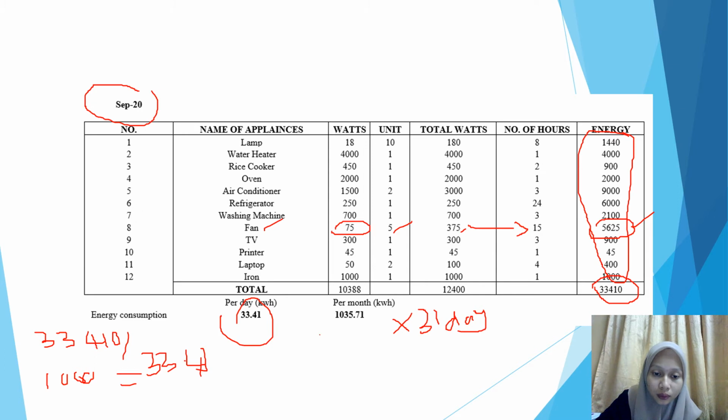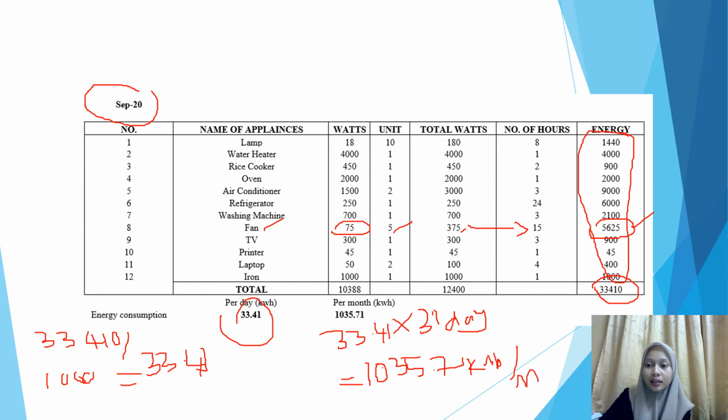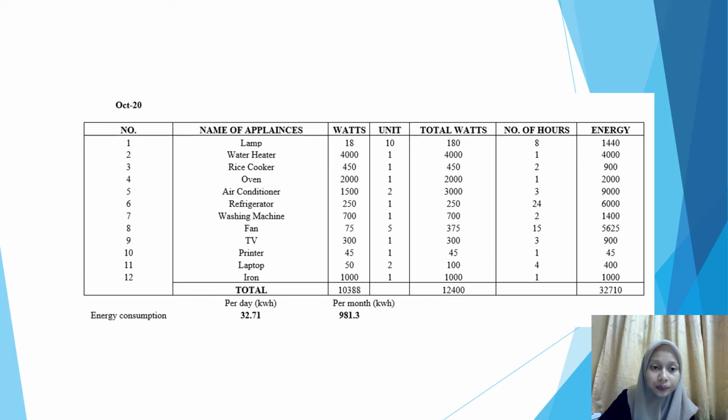So 33.41 times 31 days, and we get 1013.71 kilowatt hour per month. Next, on October, the same.